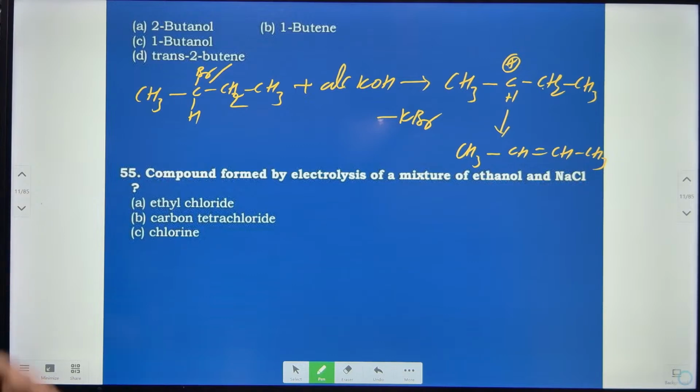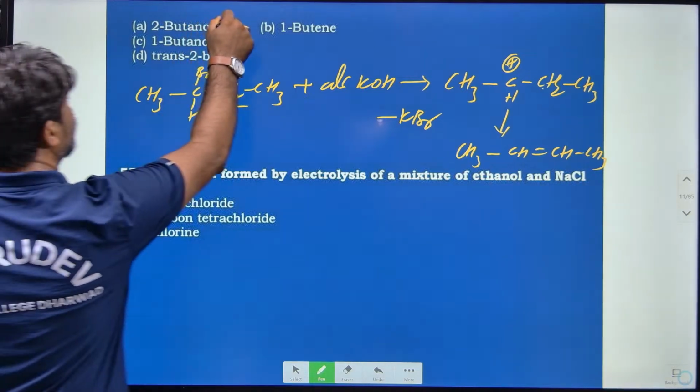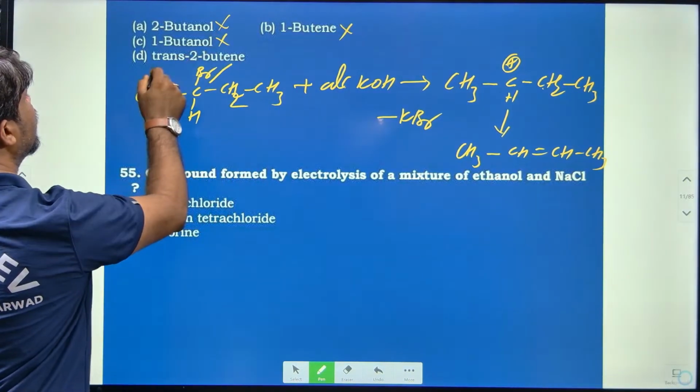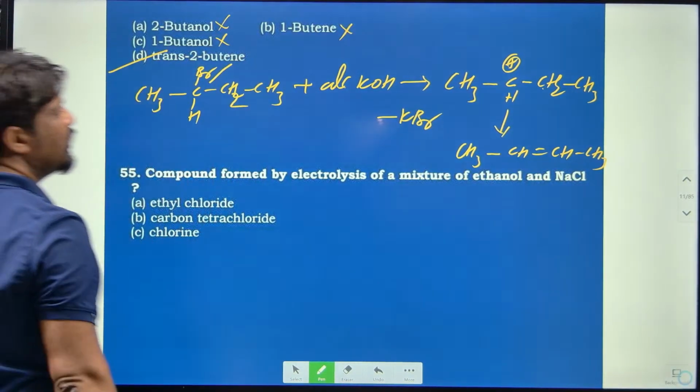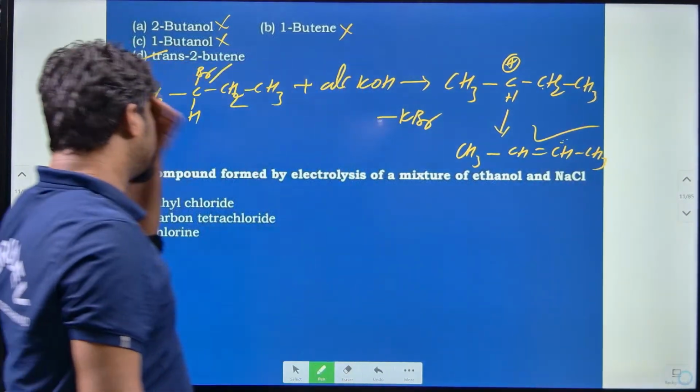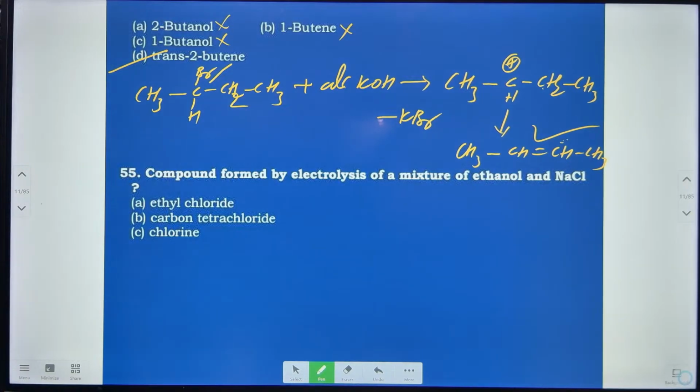Are we going to get 2-butanol? No. 1-butene? No. 1-butanol? No. Trans-2-butene? Yes, of course, we are going to get trans-2-butene as the product. Option D is the right answer for this question. Well, go to the next question.